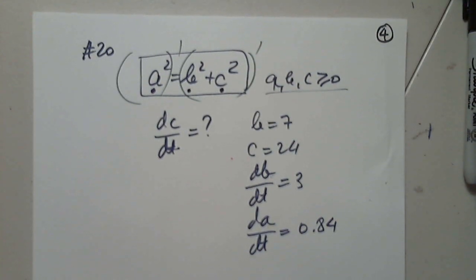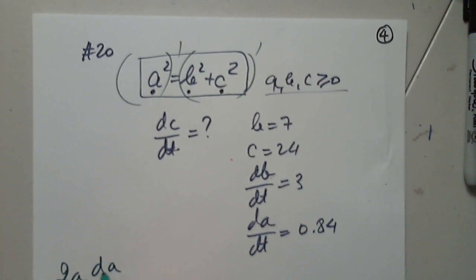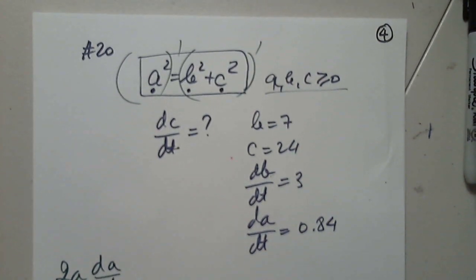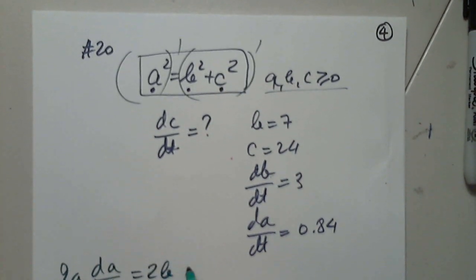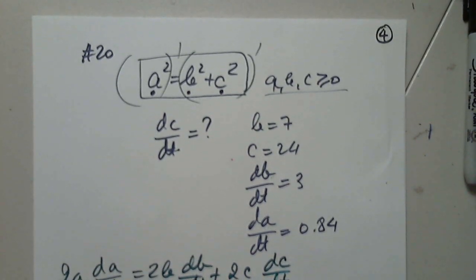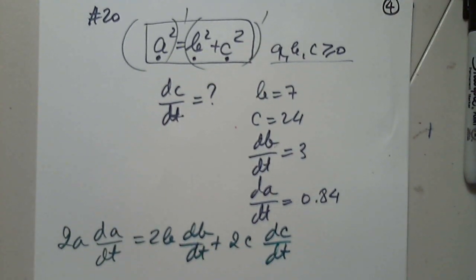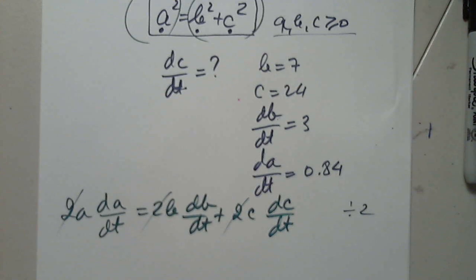Is it 2a dt? You mean dA over dt? Yes. Okay. Yes, absolutely. That's the correct step. Awesome. And the rest is the same. 2b dB over dt plus 2c dc over dt. Awesome. They're all the same. Of course, I'm going to simplify dividing each and every term by 2.